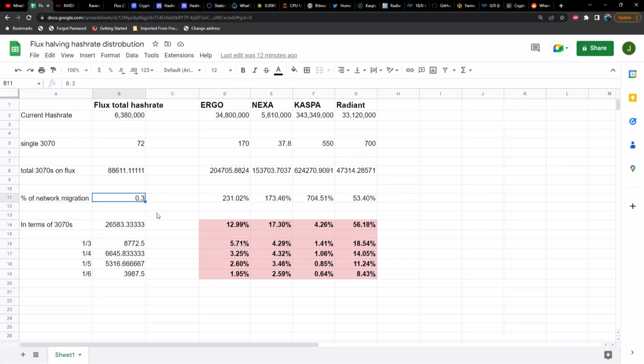Now, if we up this a little bit, and we say 40% of Flux's total hash rate migrates, you can see this drastically increases the total hash rate on other coins, rendering pretty much everything unprofitable at the time of recording. Now, of course, we may have a pump in the price of each of these coins. I don't think we're going to see difficulty go down after the Flux halving, but all things are possible, right?